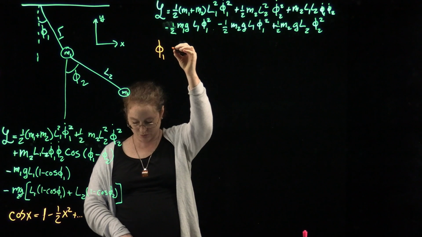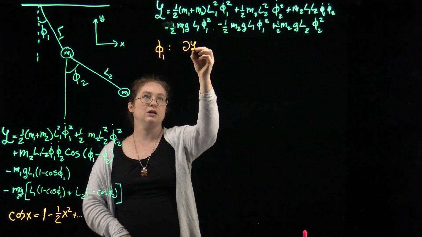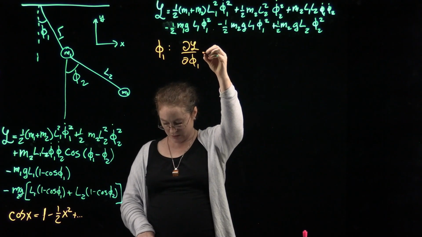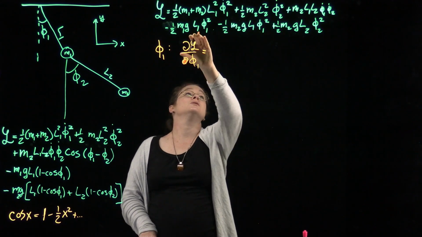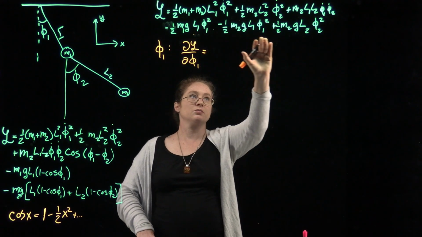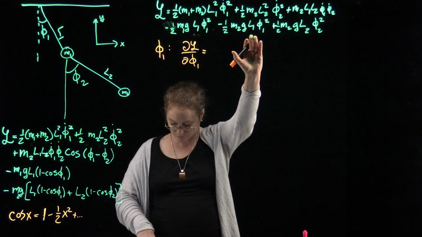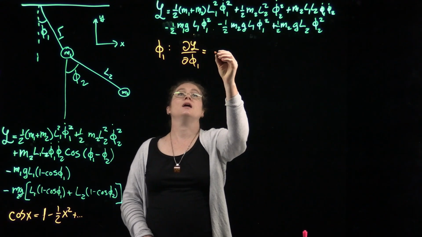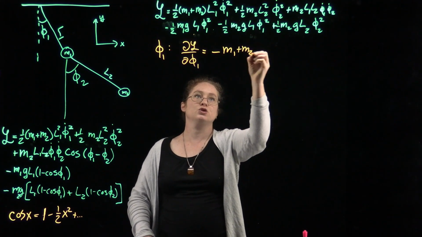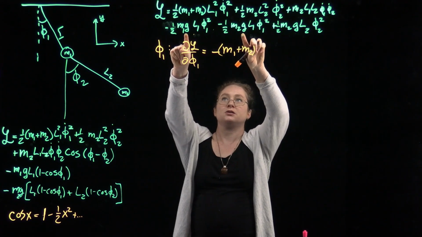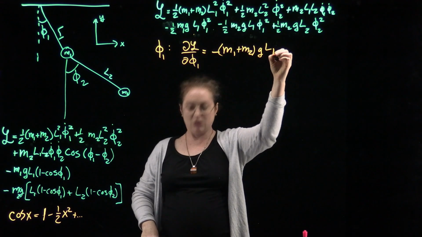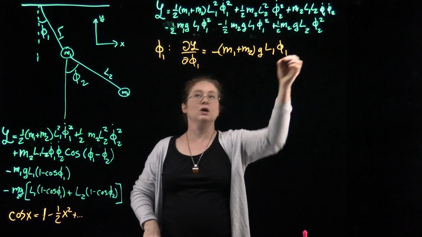The phi1 equation is partial L partial phi1 equals, we've only got, let's see. Yeah, we've got this term and that term. So I am left with negative M1 plus M2, because these two terms are identical except for the M's, G L1 phi1.